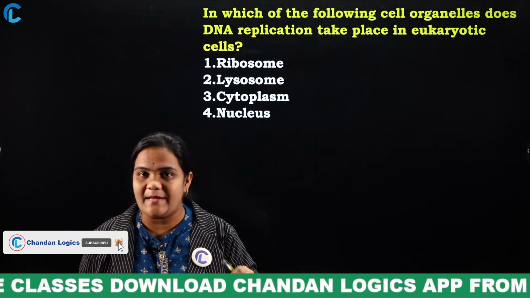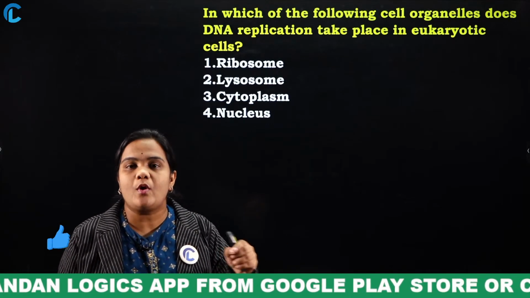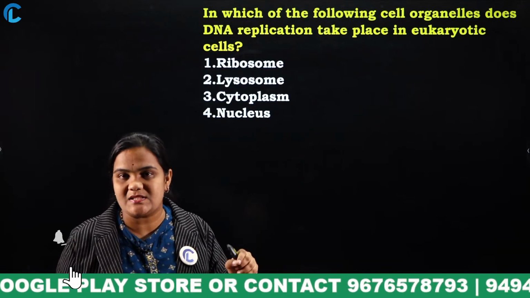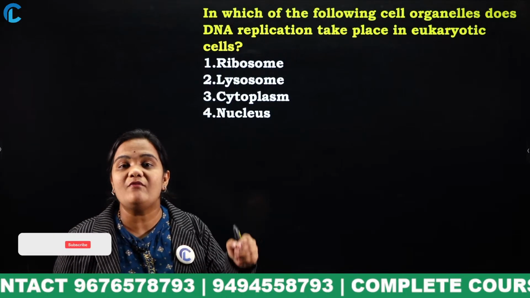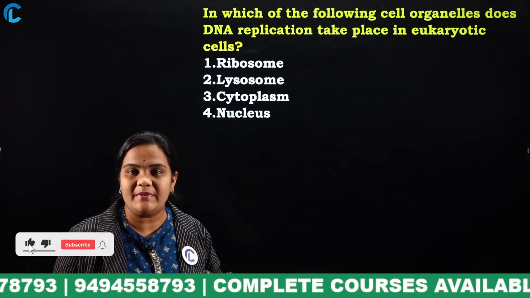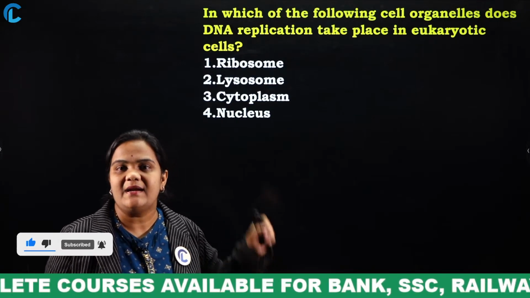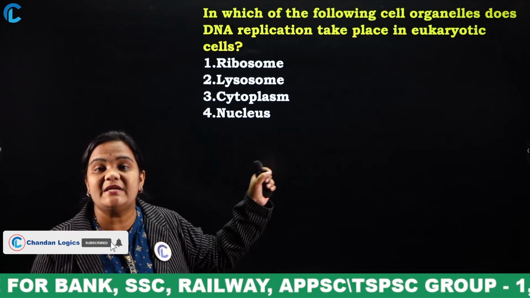Generally, we have 2 types of cells. What are those? Prokaryotic cells and eukaryotic cells. Prokaryotic cells, for example bacteria, do not contain a nucleus. What do we call a eukaryotic cell? They have a nucleus. For example, human beings and animals come under eukaryotic cells. What they are asking is: where does DNA replication occur in a eukaryotic cell?